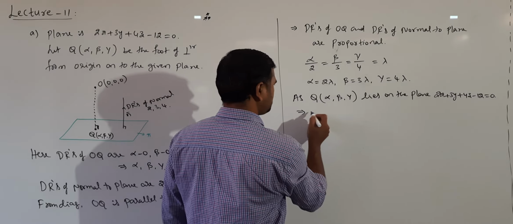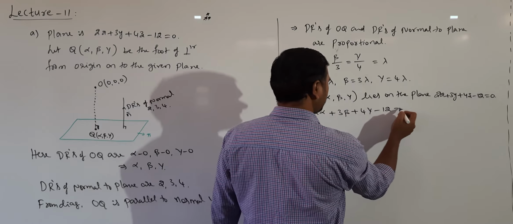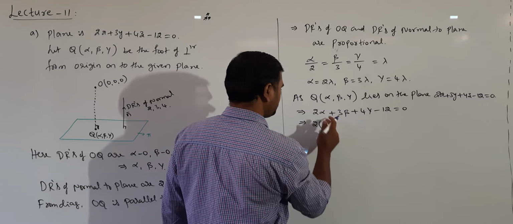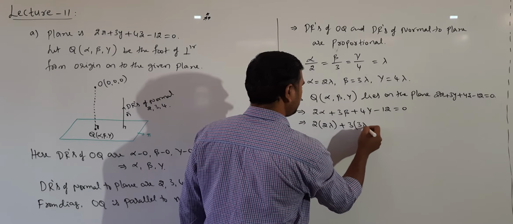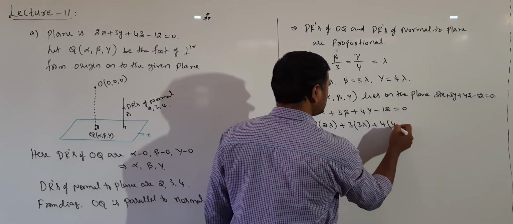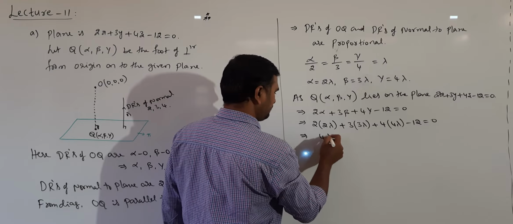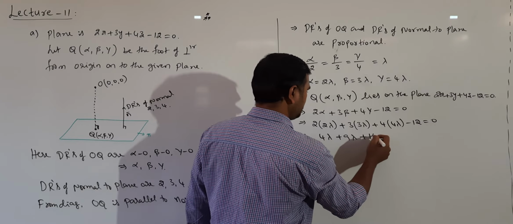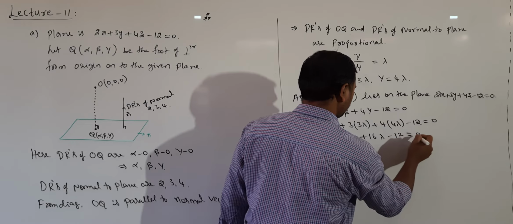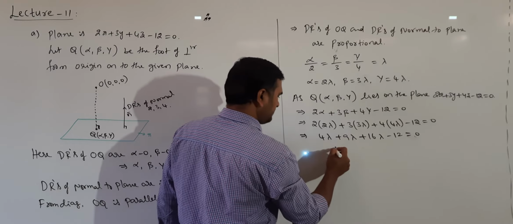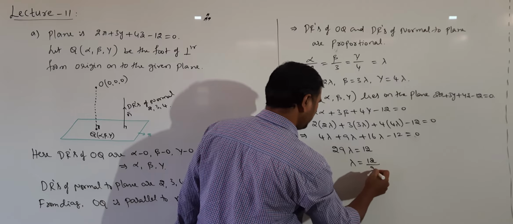So it lies on the plane means 2 alpha plus 3 beta plus 4 gamma minus 12 should be equal to 0. 2 into alpha, which is 2 lambda, plus 3 into beta, which is 3 lambda, plus 4 into gamma, which is 4 lambda, minus 12 is equal to 0. Solving, 4 lambda plus 9 lambda plus 16 lambda minus 12 is equal to 0. So how much do we get? 29 lambda is equal to 12. So lambda is 12 by 29.